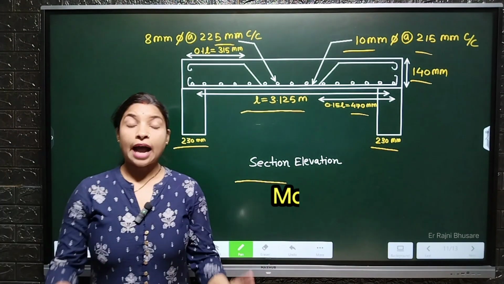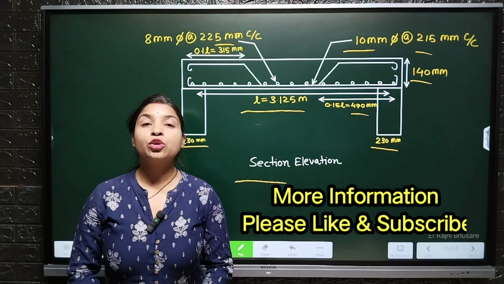Okay, all values are shown in this figure, and we can say that it is a simply supported one-way slab. I hope, friends, you understand everything in this video.